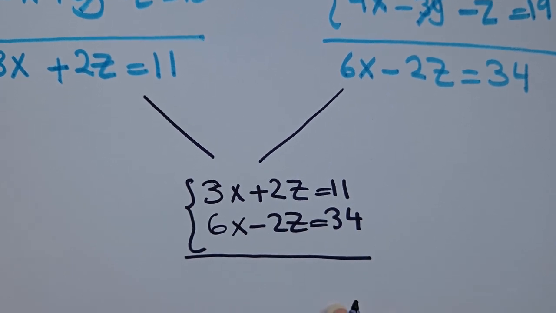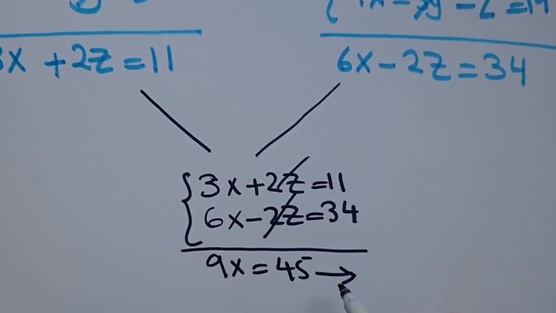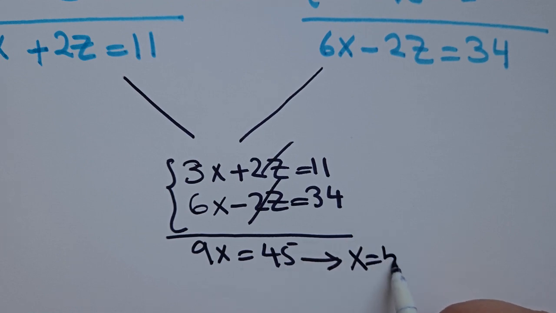For now, I don't consider the graphing method or Cramer's. I will use one of the methods which involve algebra. So by adding these two, the 2z terms will cancel out. 9x is equal to 45. So from here, x is 5.